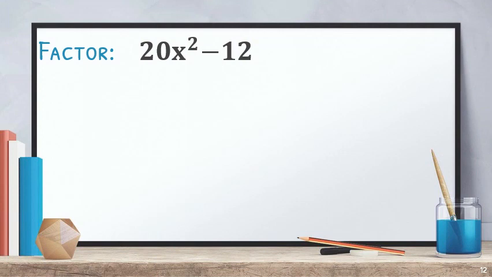Next example. So we have 20x squared minus 12. So we have here 20x squared and 12. What are the prime factors of 20x squared? So we have 2 multiplied by 2 multiplied by 5 multiplied by x multiplied by x. So for 12, the prime factors of 12 are 2 multiplied by 2 multiplied by 3.